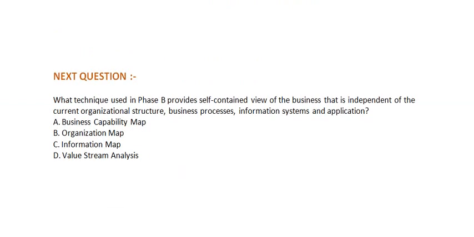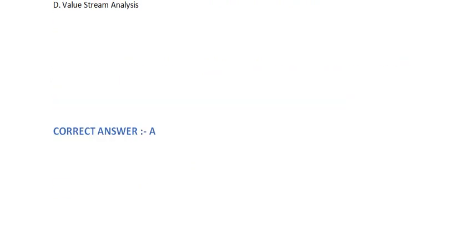Next question is what technique used in phase B provides a self-contained view of the business that is independent of the current organizational structure, business processes, information systems and applications? Option A, business capability map. Option B, organization map. Option C, information map. And option D, value stream analysis. The correct answer is option A.